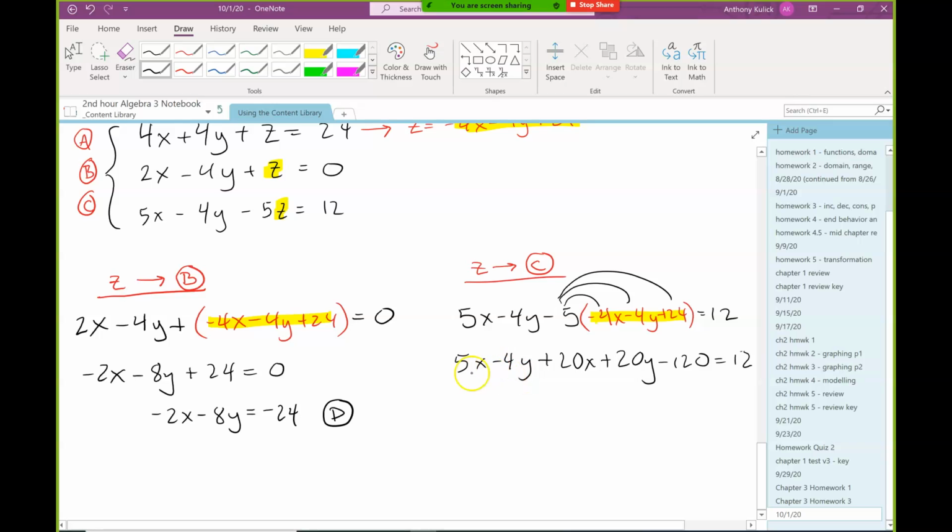Now I'll combine my like terms. So 5x and 20x is 25x. -4y and +20 gives me +16y. I still have that -120 and still have equals 12. And then lastly, I'm going to add 120 to both sides. And we're going to call that equation E.